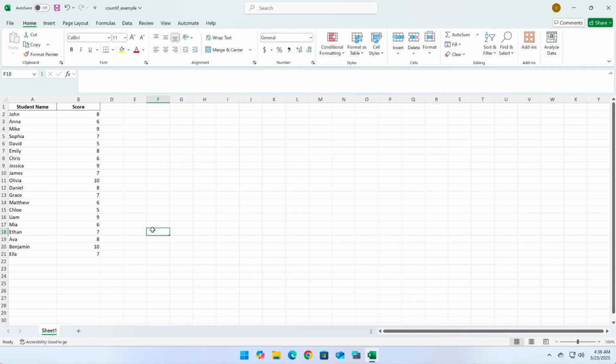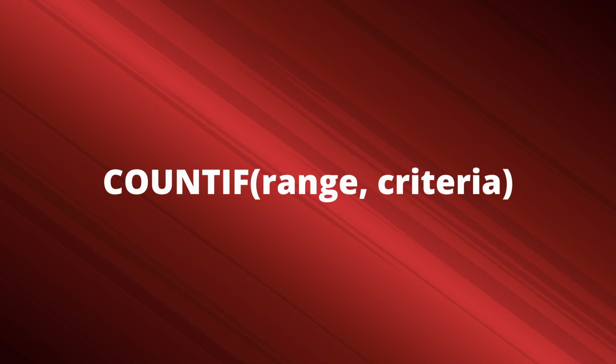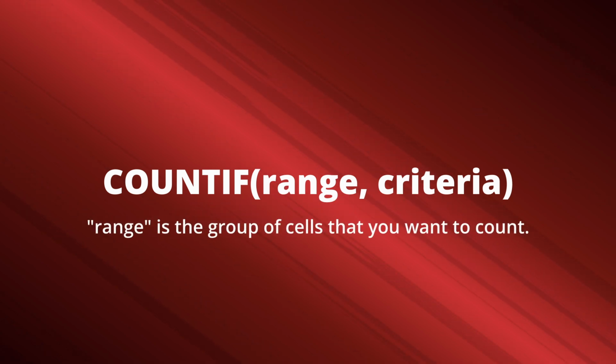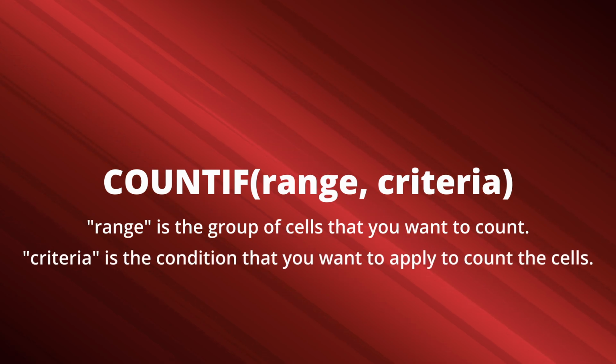First, let's take a look at what the COUNTIF function is. COUNTIF is used to count the number of cells within a range that meet a specific condition. The syntax of the COUNTIF function is as follows. Range is the group of cells that you want to count. Criteria is the condition that you want to apply to count the cells.